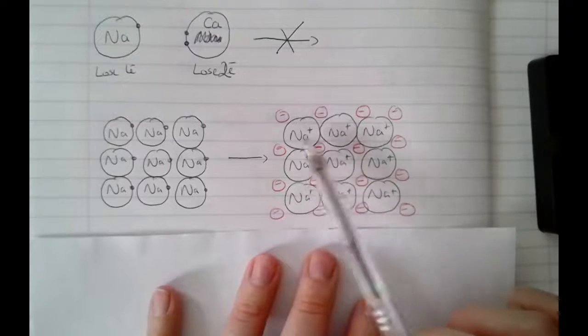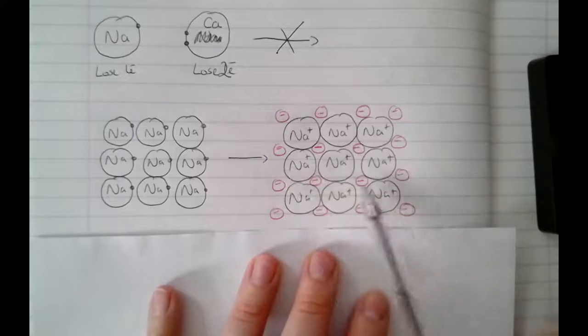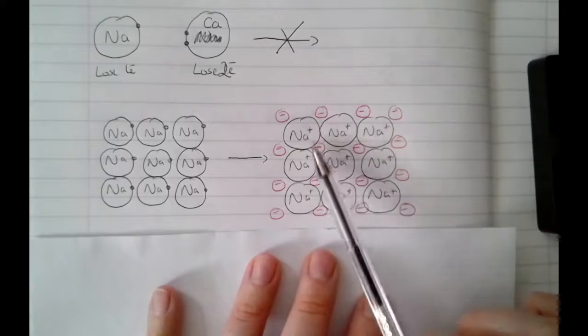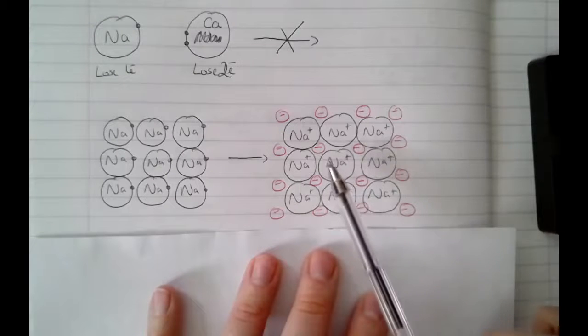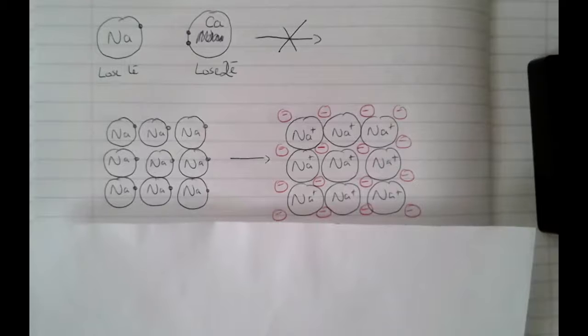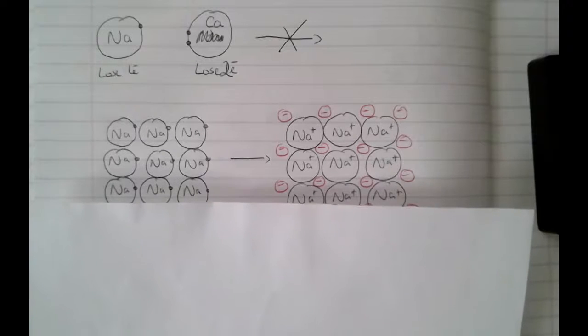Okay, so these positive ions would all repel each other because they have the same charge, but because you've got those negative electrons in between, overall you get an attraction between the positive ions and the negative electrons, and that holds the metal together.